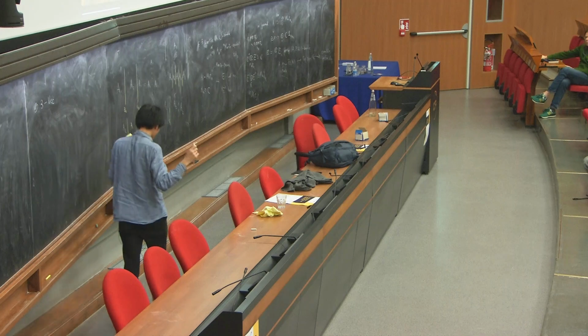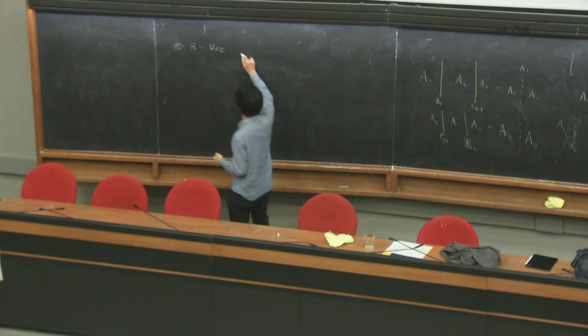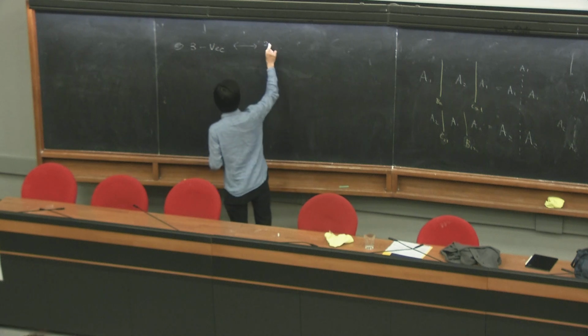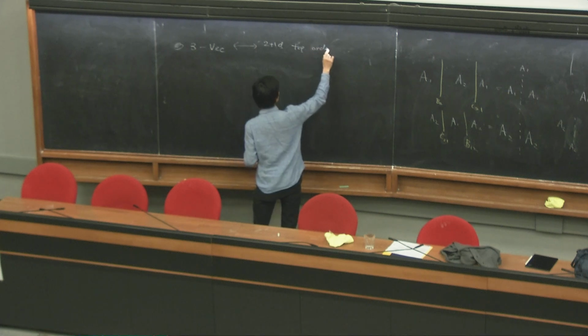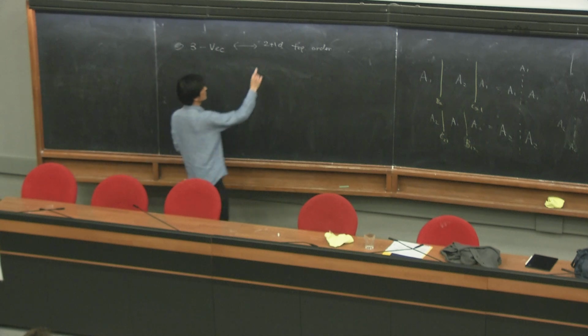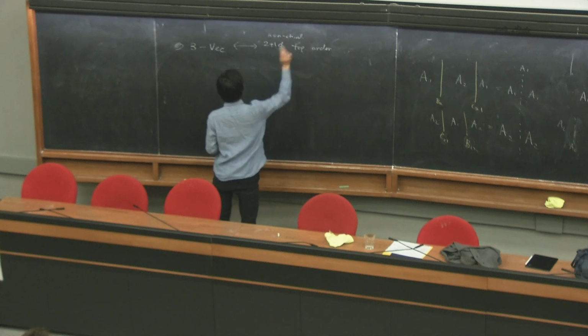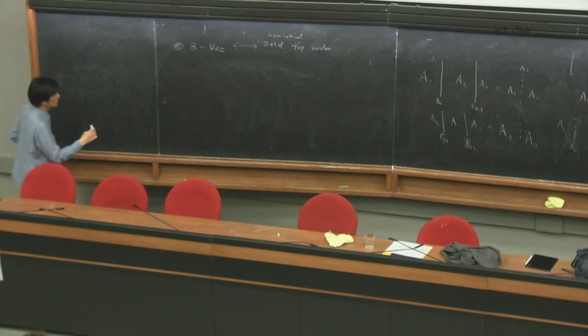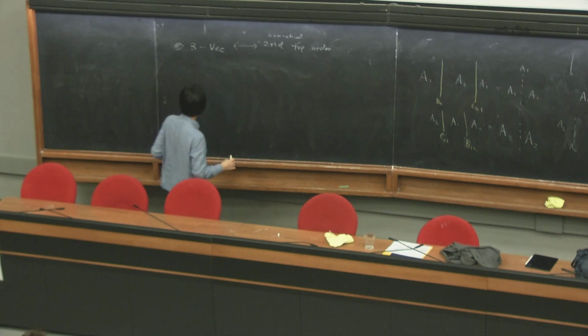Okay, so 3-Vec is going to correspond to the 2+1D TQFTs or topological orders. It turns out to have to be non-chiral topological order. If possible, I will comment about that. Okay, and so let's get to this point.